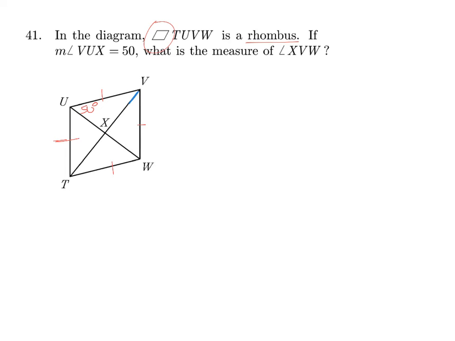XVW, this angle here. Okay. Let's figure it out. So this is 50 degrees here. What do you know about a rhombus? Well, we know that the diagonals bisect opposite angles. So if that's 50 here, this is also 50. So this whole thing is 100.